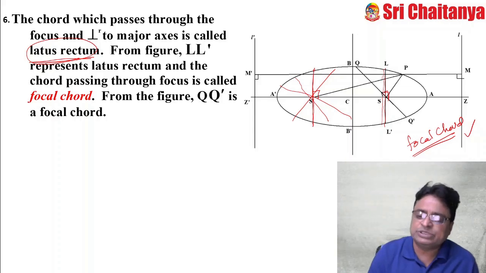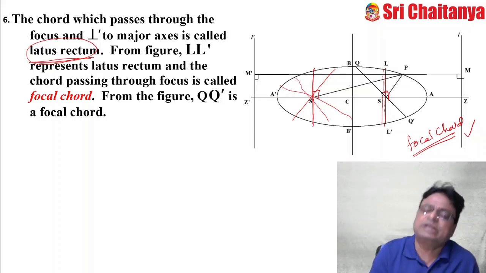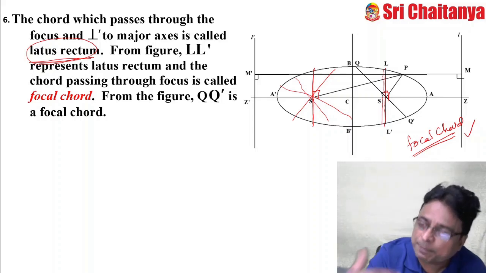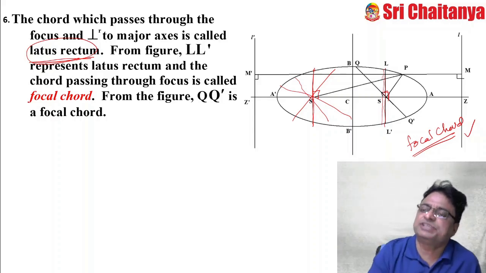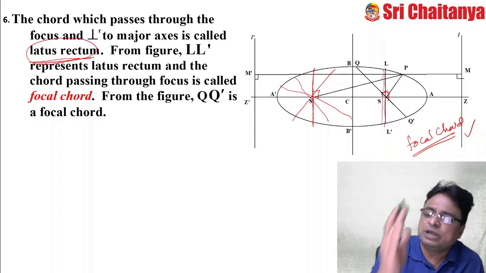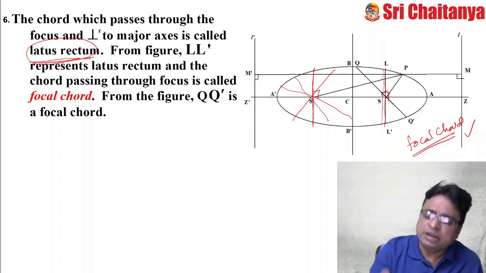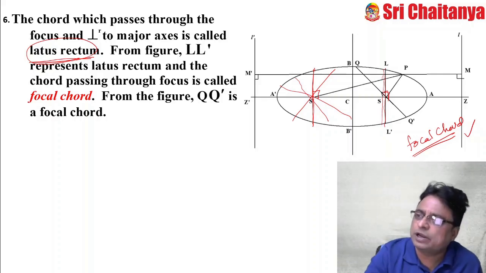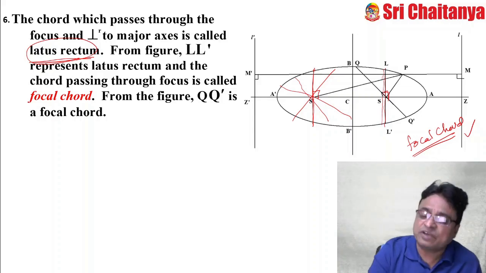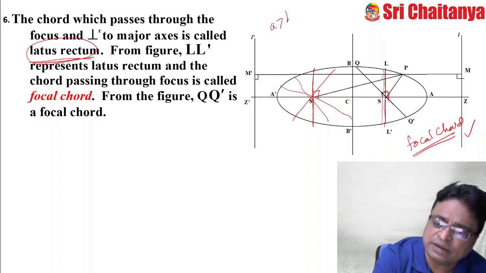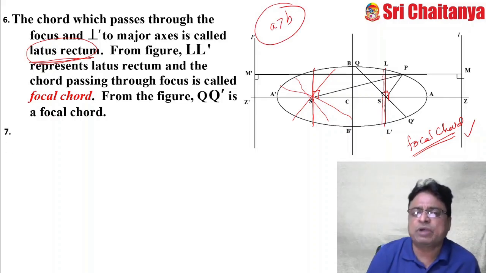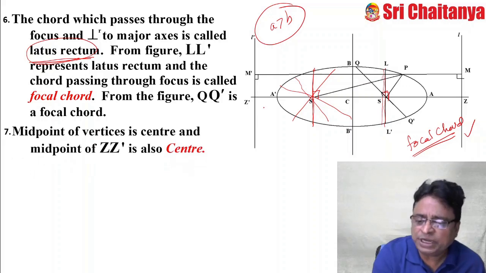So whenever they use the word latus rectum, that doesn't mean only the length of the latus rectum. And the latus rectum is always what? Perpendicular to the axis of the ellipse, which is the x-axis, or parallel to the y-axis, or I can say it is parallel to the minor axis, and perpendicular to the major axis. These are all for the a greater than b case only. Now coming to the 7th point, the midpoint of the vertices.